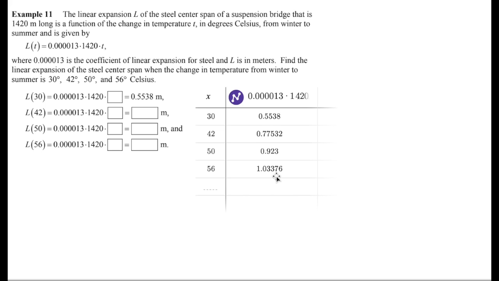And this concludes our lesson on 1.2 when we're looking at graphs of functions.